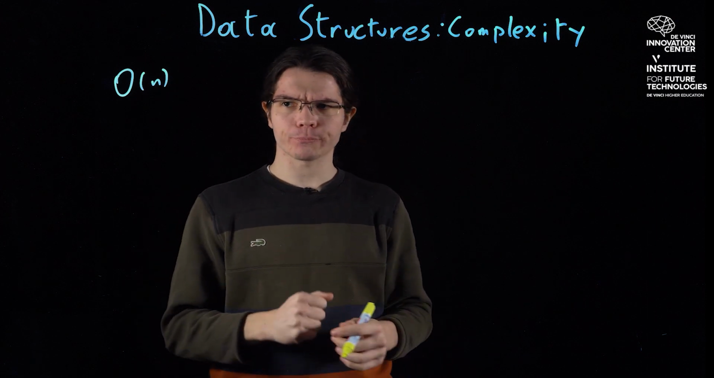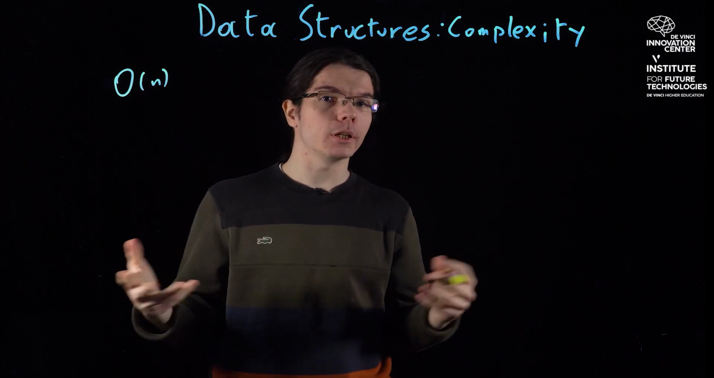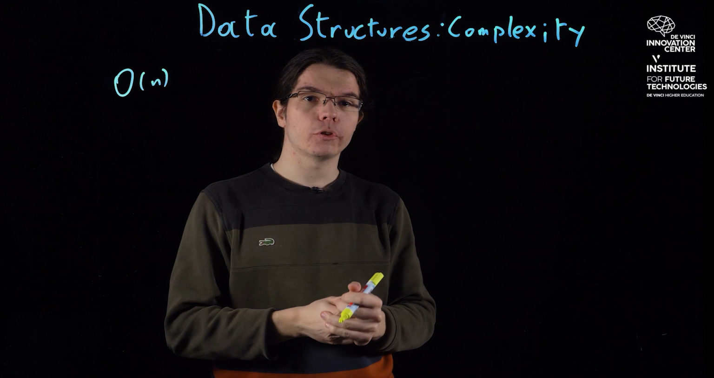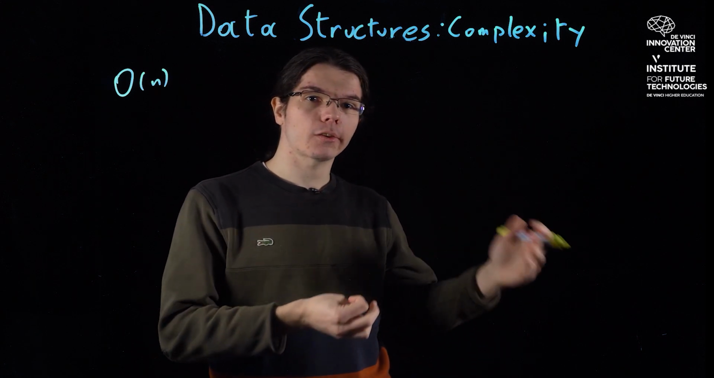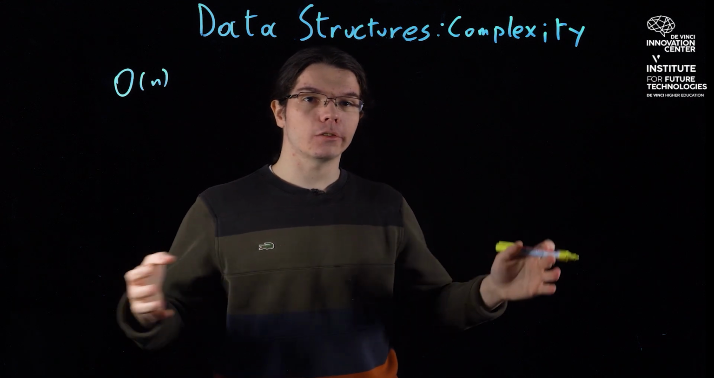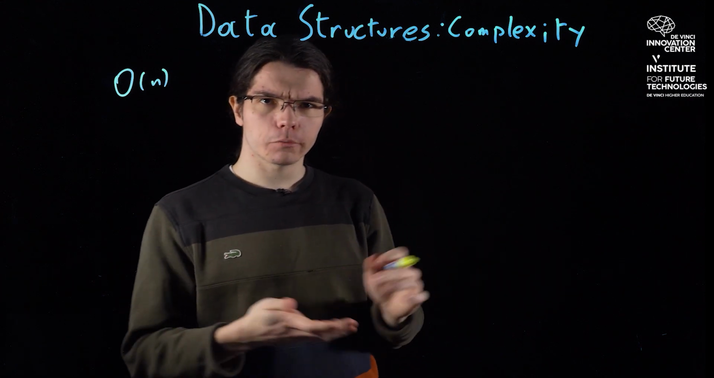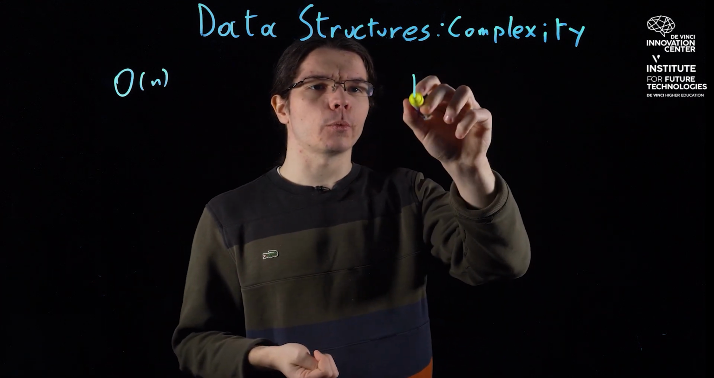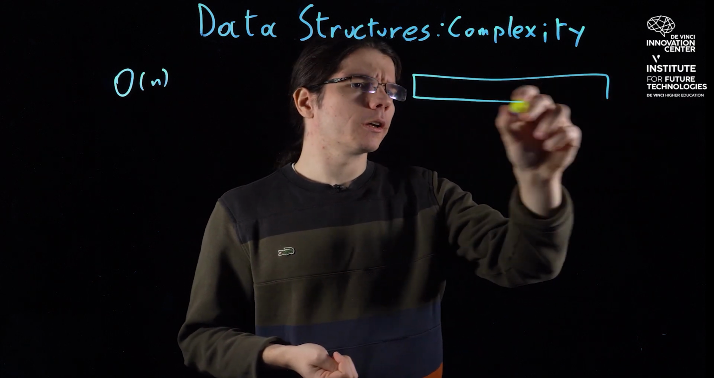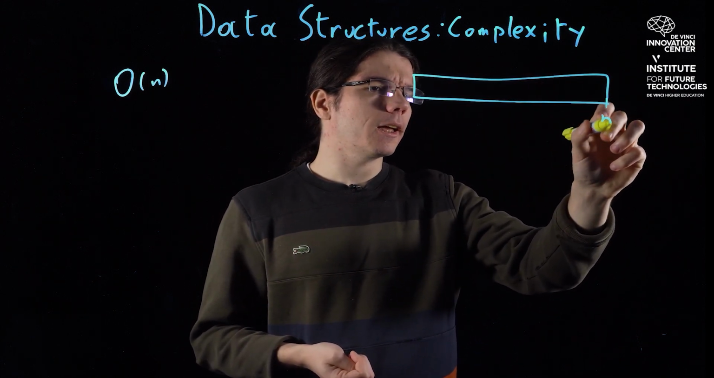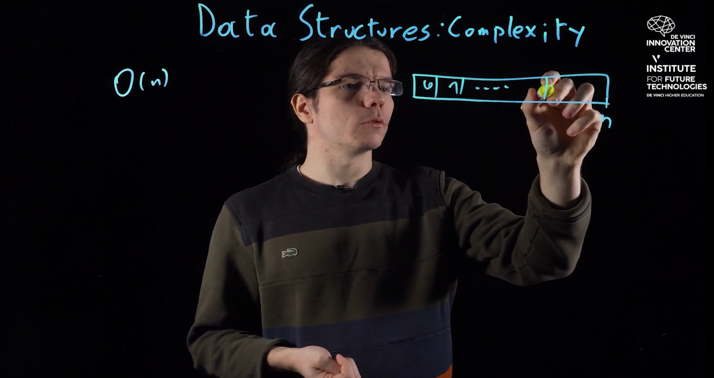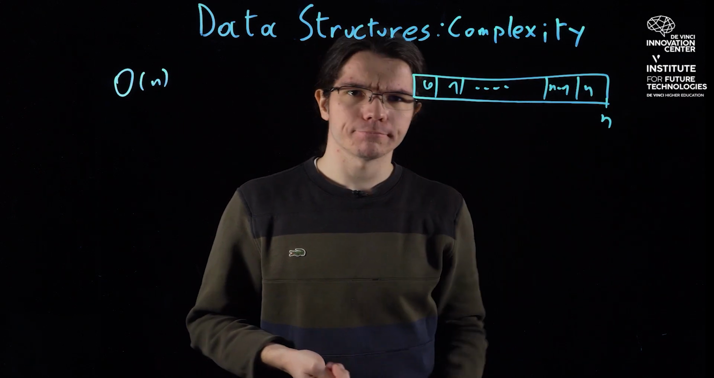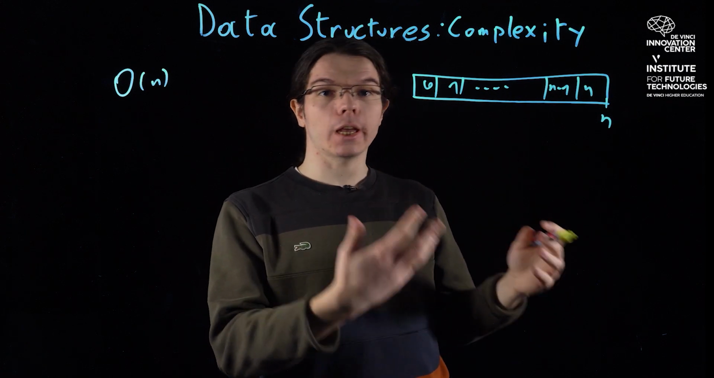Now, big O of n or big O of something is actually used to describe the rate of change of how long it's going to take to access a data structure depending on the size of the data structure. So let's take an example. Let's take an array which is really long. It has n elements. So it goes from 0, 1, and so on, to n minus 1 and n. Now this array has n elements.